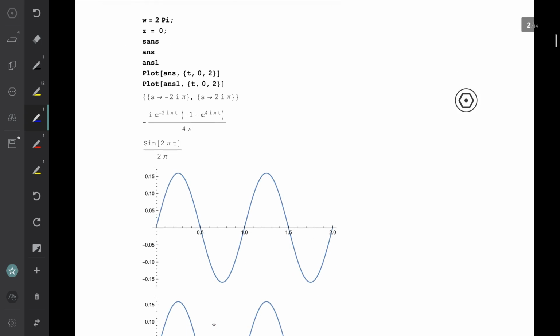Now what I'm going to do is pick some numbers and then do some plots. So for the first one, I'm going to let w be 2 pi. I'm going to let z equal 0. This is equivalent to having damping equal 0. So there's no damping, no damper on there. You can probably imagine what this thing's going to look like in the solution, and obviously you can see the plot right there.